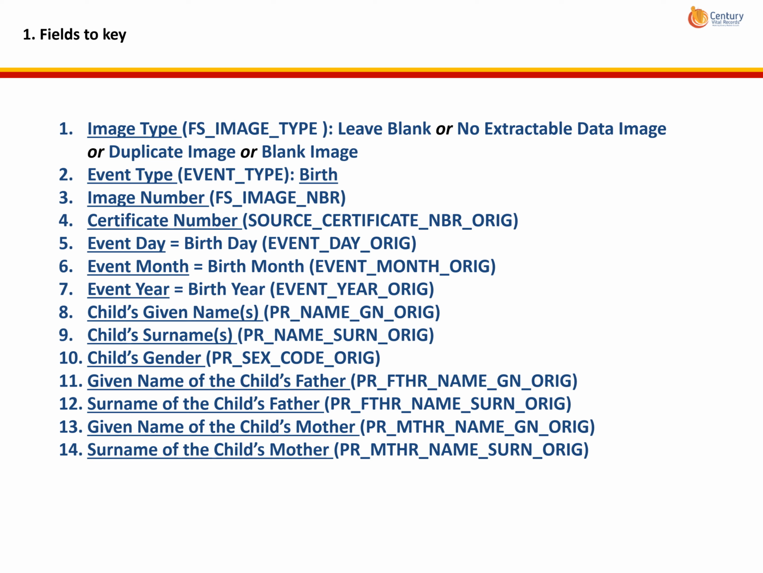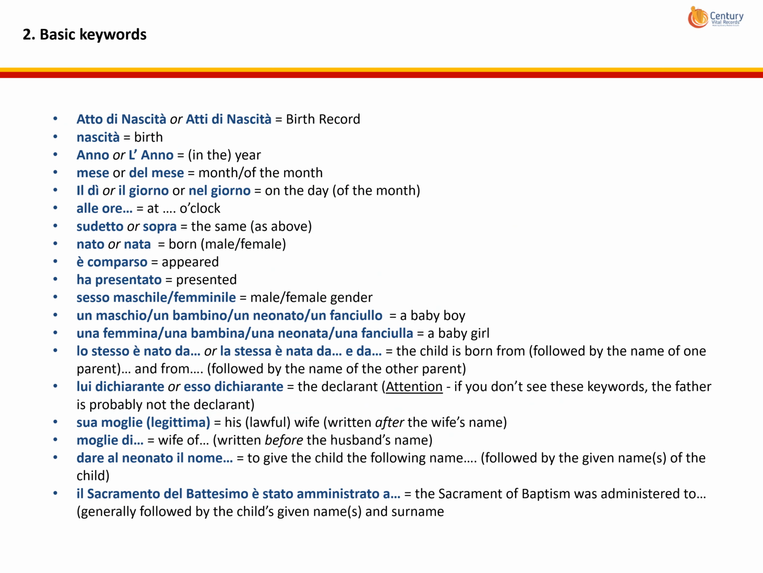The first thing you need to know about indexing birth records is what information you need to look for on the images and which fields need to be keyed in this project. To help you understand the images more easily, let's start with some basic keywords related to birth records. Start by going through the keywords listed in this slide.